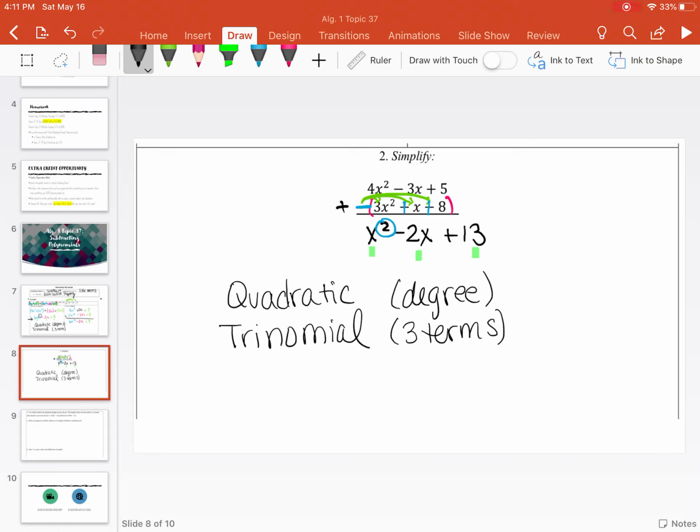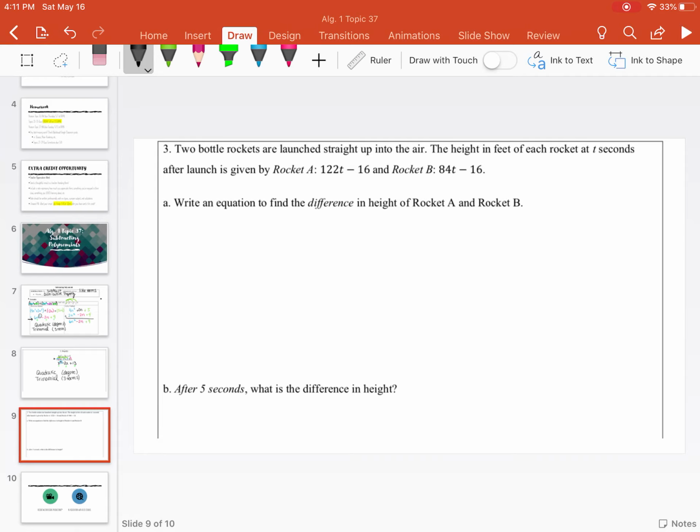Let's look at our last example, which happens to be a word problem. 2 bottle rockets are launched straight up into the air. The height in feet of each rocket at t seconds after launch is given by rocket A, which is 122t minus 16, and rocket B, 84t minus 16. We're asked to write an equation to find the difference in height of rocket A and rocket B.